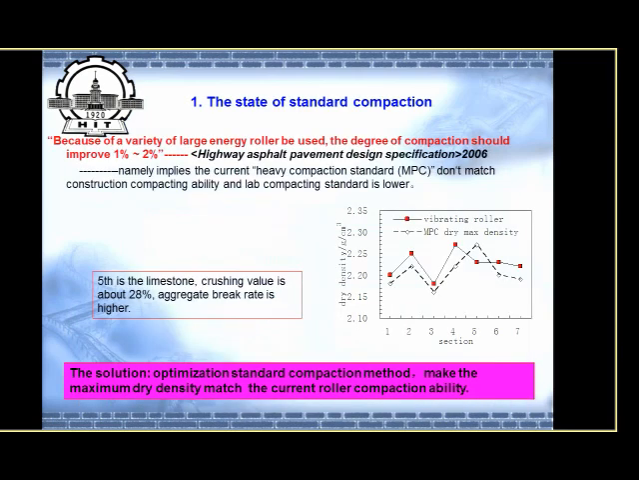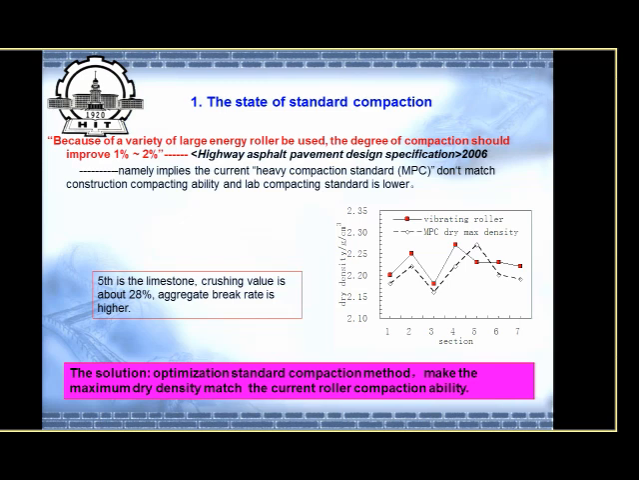In the Chinese highway asphalt pavement design specification, there is such a sentence: because a vibratory or large energy roller is used, the degree of compaction should be improved by 1 to 2%. It means the current highway compaction standard in China, the same as the MPC, doesn't match the construction compactability, and the compaction standard is low.